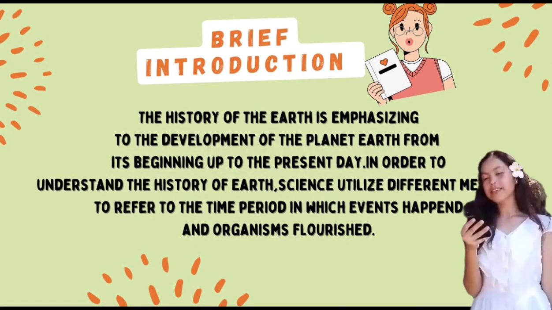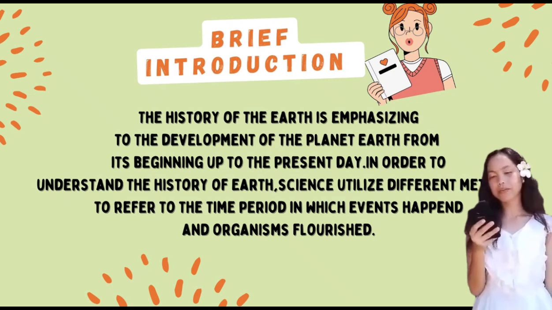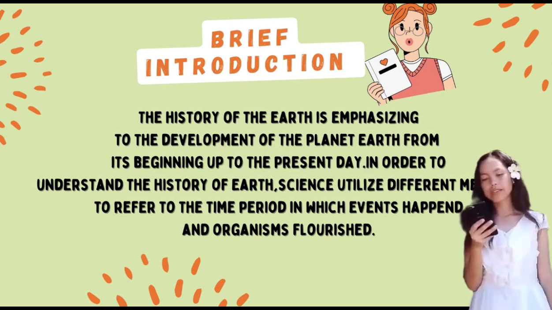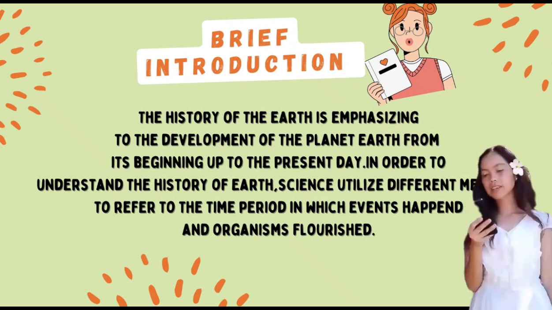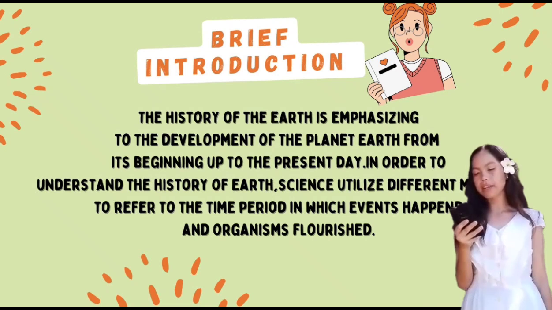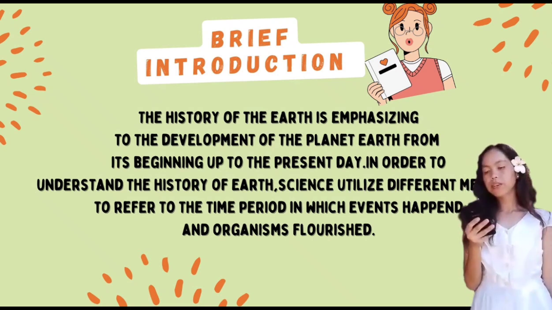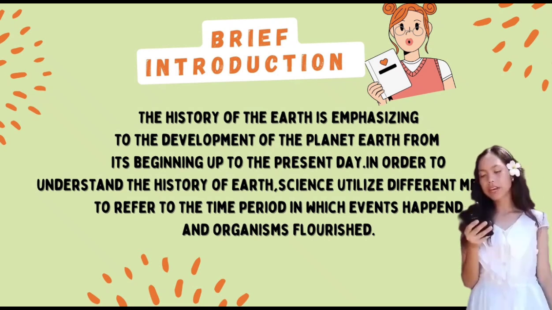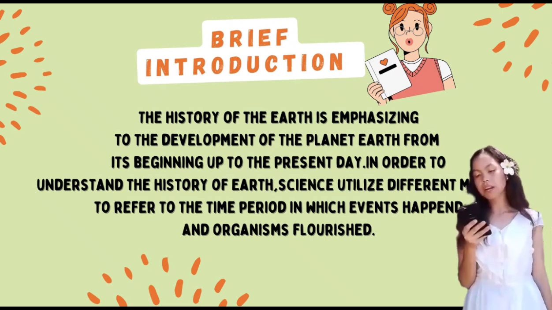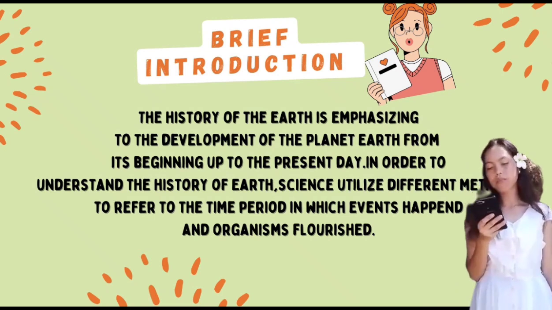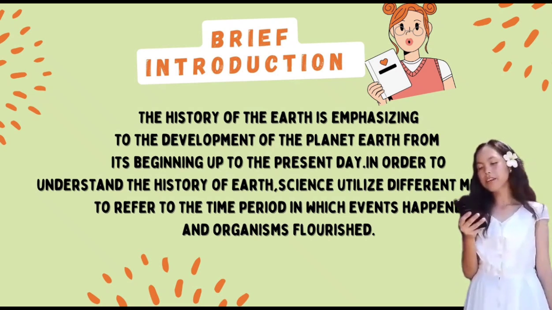The history of Earth emphasizes the development of the planet from its beginning up to its end. In order to understand the history of Earth, science utilizes different methods for given periods in which events happen and organisms form. With the information gathered from the fossils and the mass of Earth and rocks, they were able to create a list of layers of rocks from the youngest to the oldest. Then they divide the history of Earth into blocks of time, with each layer of rocks characterized by different events.